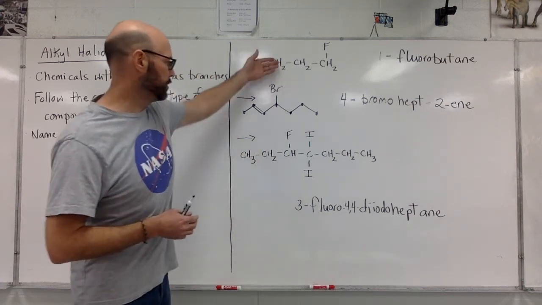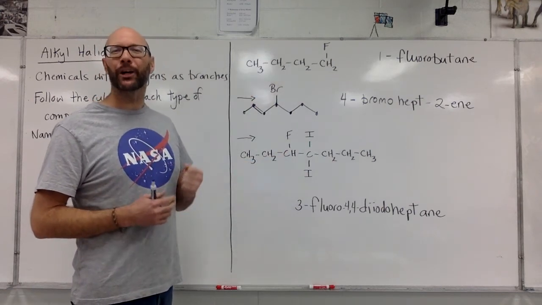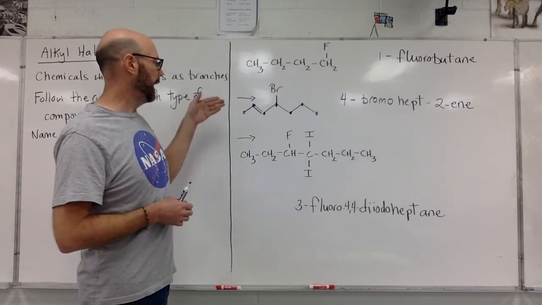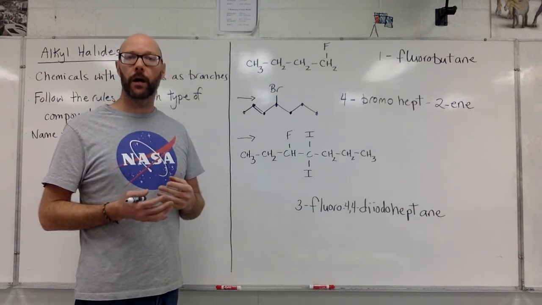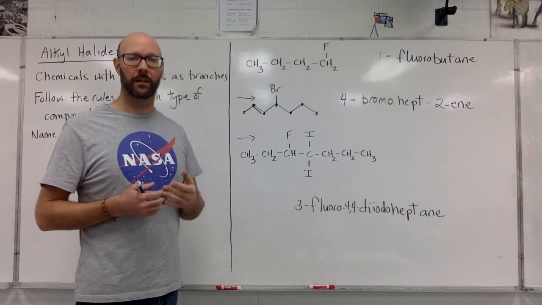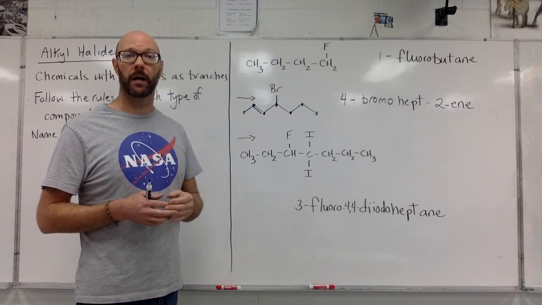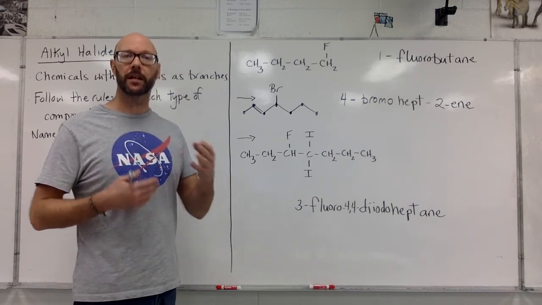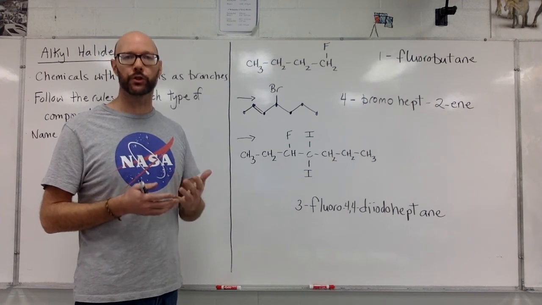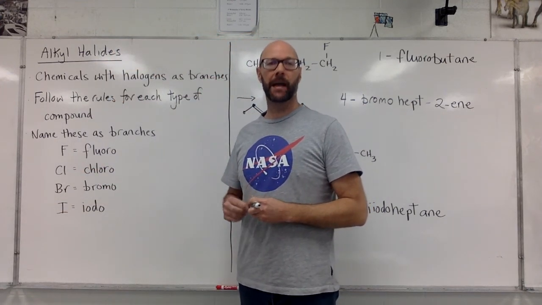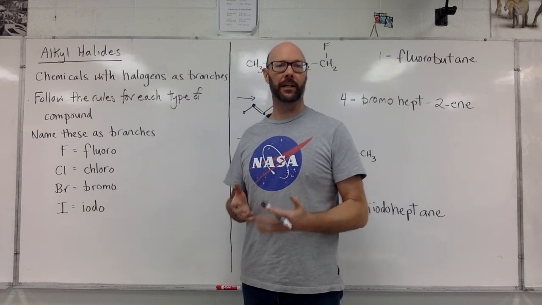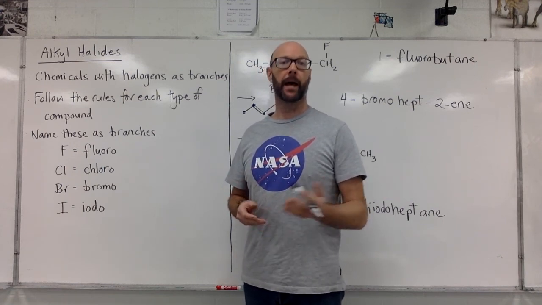These examples, I had 2 where we were following alkane naming rules, and one where we were doing alkene naming rules. It's equally possible we could have an alkyne or a cycloalkane, a cycloalkene. Any of the classes of compounds that we have encountered so far could have halogens incorporated into them as branches. Alkyl halides. And I hope that helps.